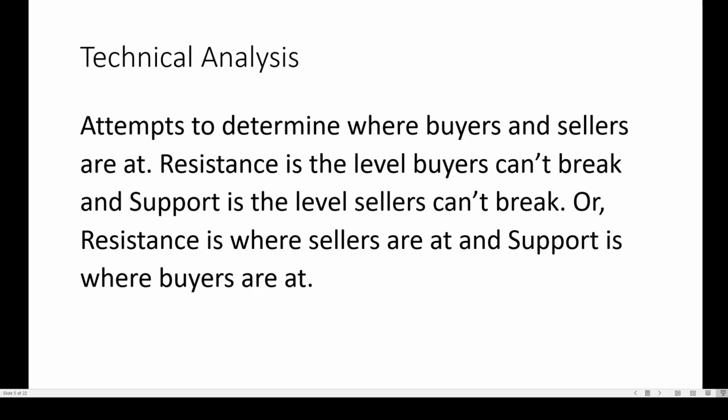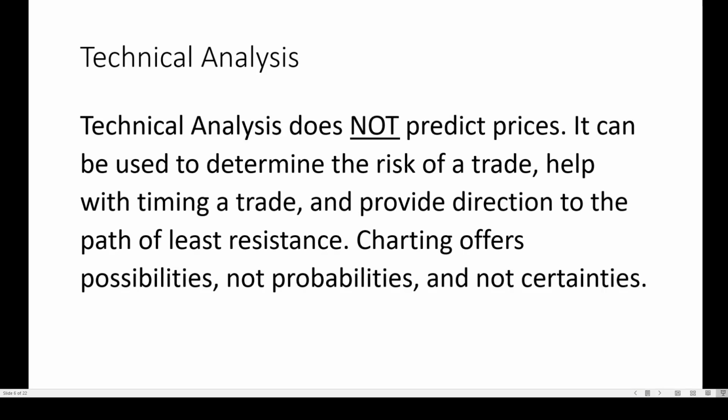Technical analysis attempts to determine where buyers and sellers are at. Resistance is where sellers are at, and support is where buyers are at. Keep in mind, technical analysis does not predict prices. It can be used to determine the risk of a trade, help with timing a trade, and provide direction to the path of least resistance. Charting offers possibilities, not probabilities, and not certainties.